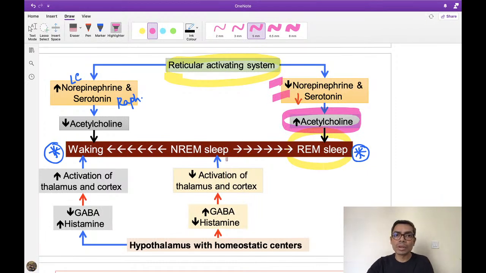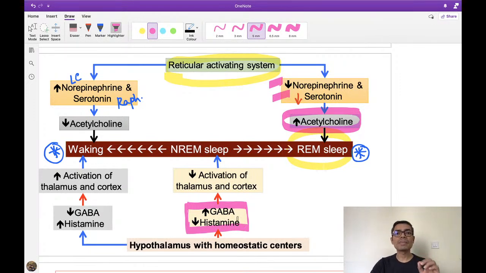So what about non-REM sleep then? We know that non-REM to REM conversion can occur, but for non-REM sleep to occur, you require these neurotransmitters. These are the main neurotransmitters for non-REM sleep. What is that? There should be increased GABA, that is the inhibitory neurotransmitter, and there should be a smaller amount of histamine in your brain.